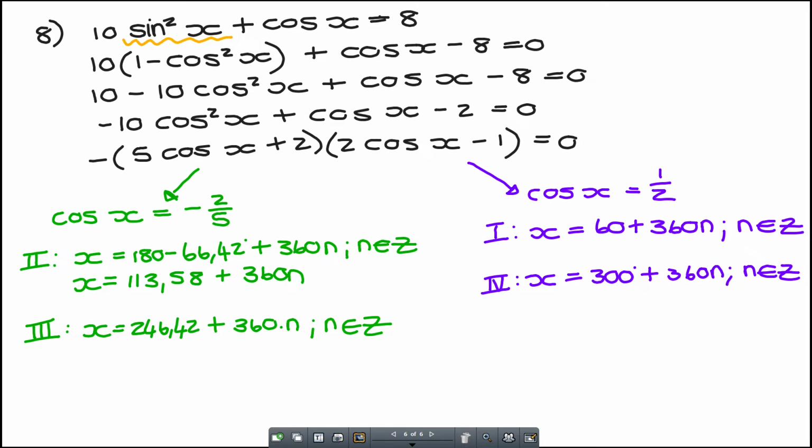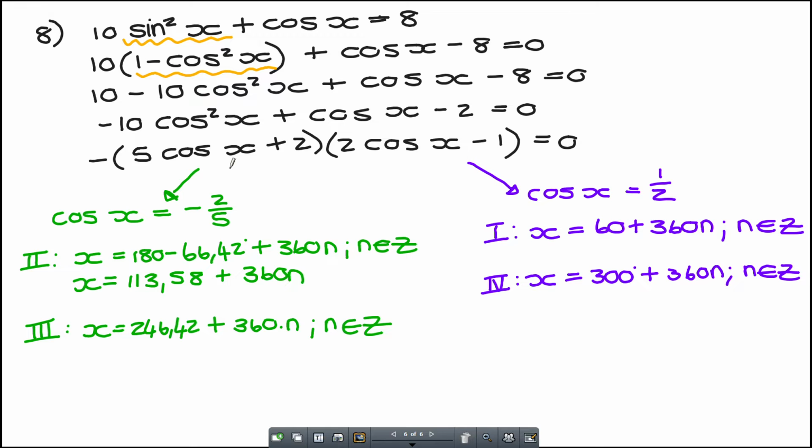Okay, right, so what I did here is again, I changed that sine squared x to 1 minus cos squared x. So dis baie dieselfde as die vorige enetjie. Then we multiply in that 10, and then you'll see I get cos squared, normal cos, and then a number. So over here, minus 10 cos squared x plus cos x minus 2 equal to 0. Then take out a negative, just because I don't like the negatives in front. And then factorize that trinomial.